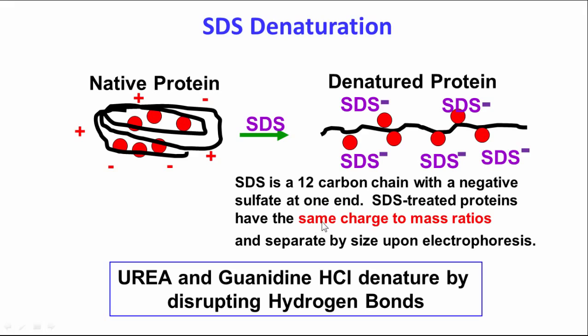Now, slight difference. Some glycoproteins don't bind SDS quite the same as non-glycoproteins. But on electrophoresis, you separate by size rather than by charge, because it has the constant charge to mass ratio, just like DNA or RNA. You can also use urea and guanidine hydrochloride to denature proteins by hydrogen bonding. Those are different techniques.